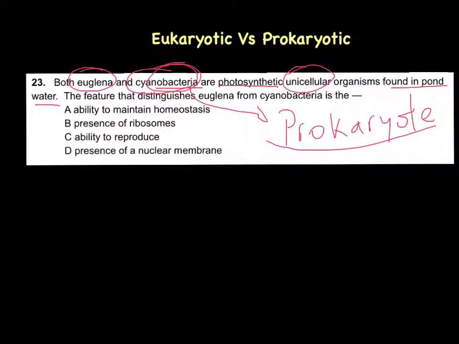Here we have that homeostasis is common for both prokaryotes and eukaryotes. They need to keep an internal stable environment. Both have ribosomes, both have the need to build proteins, and they both reproduce. Every living thing reproduces on this planet. The only clear difference is the nuclear membrane, because prokaryotes don't have a nucleus. Therefore, they don't have a nuclear membrane.